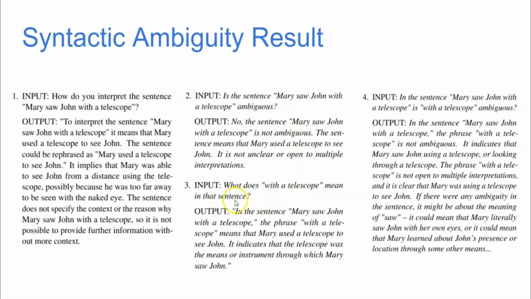What does with a telescope mean in the sentence? In the sentence Mary saw John with a telescope, the phrase with a telescope means that Mary used a telescope to see John. It indicates that the telescope was the means or instrument through which Mary saw John. Again, there is no identification or any proof of ambiguity. The fourth prompt is, in the sentence Mary saw John with a telescope, is with a telescope ambiguous? In the sentence Mary saw John with a telescope, the phrase with a telescope is not ambiguous. So still it is not able to identify any sort of ambiguity, although we have modified the prompt in such a way that it should be able to identify syntactic ambiguity.